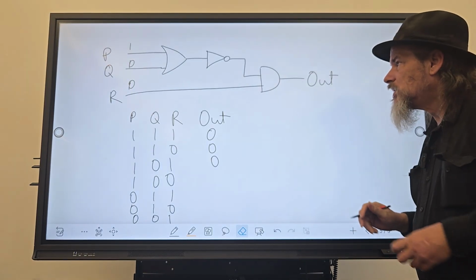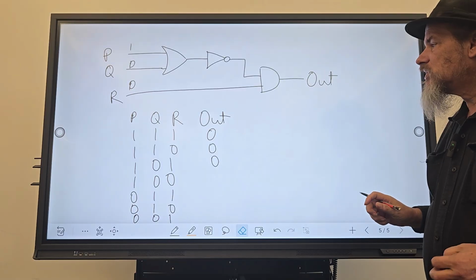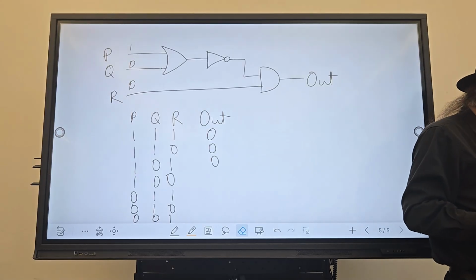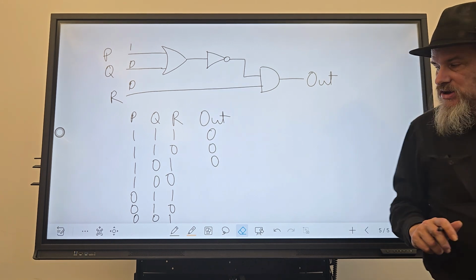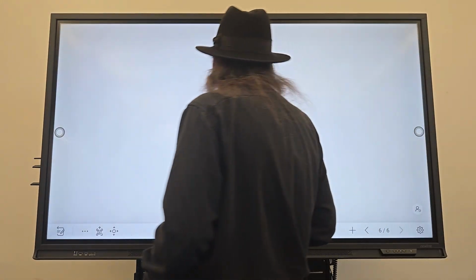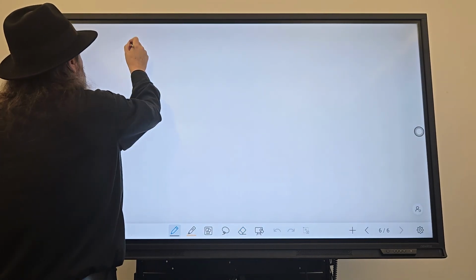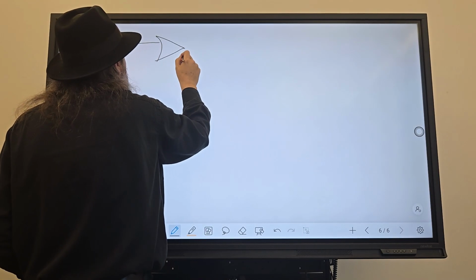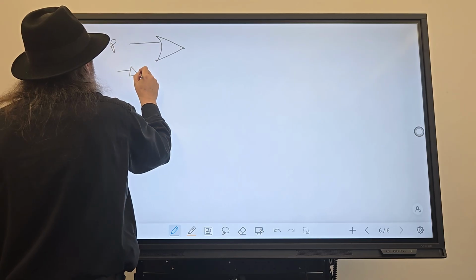Yeah, just trace it through step by step through the circuit to get your output list. Let's see here. Let's do something a little more simple. We got P, P or, not Q.